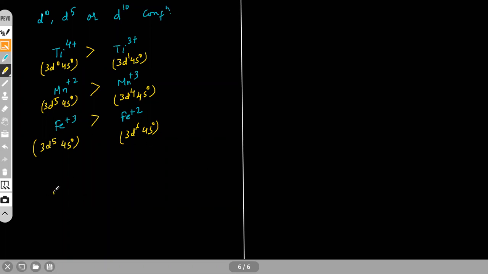Correct? Mu effective, if they ask you to find out the magnetic moment, mu effective is root over n into n plus 2 BM, Bohr magneton, where n is the number of unpaired electrons. Okay, this formula is also important.